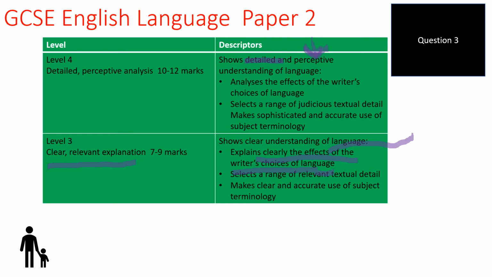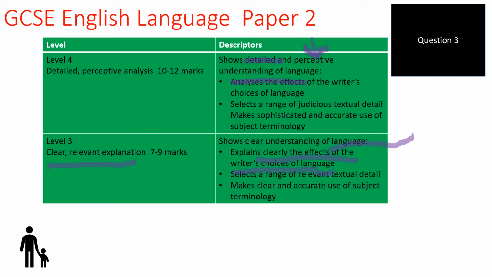For example, here we've got "analyses the effects of the writer's choices of language." What that means is you're exploring why the writer chose that word and what effect it created, but also why the writer wanted the reader to feel that particular emotion. So you're going into more detail. If you're analysing the effect, you might also talk about the options a writer might have had. The writer might have chosen this word, but they went with this word because they wanted this particular effect. So you're really zooming in, in quite a bit of detail.